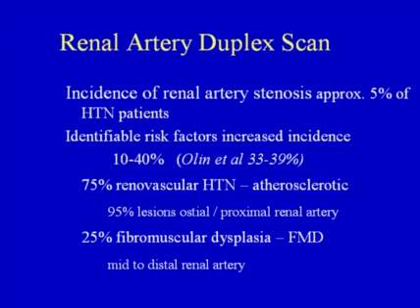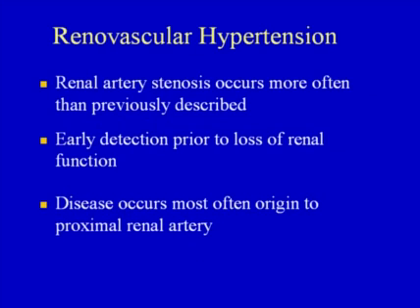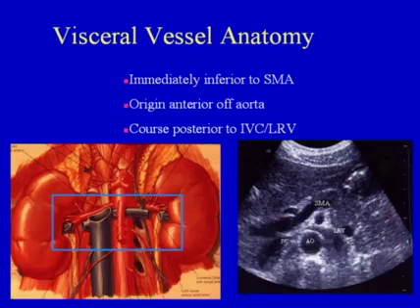However, the location of the vessel makes you suspicious because it occurs in the mid to distal renal artery, while atherosclerosis occurs more often in the ostium and the proximal renal artery. So it occurs more often than previously described. Early detection is essential to avoid loss of renal function, and the proximal renal artery and origin of the vessels are actually the easiest to identify using ultrasound.